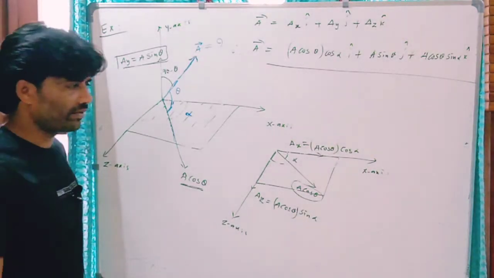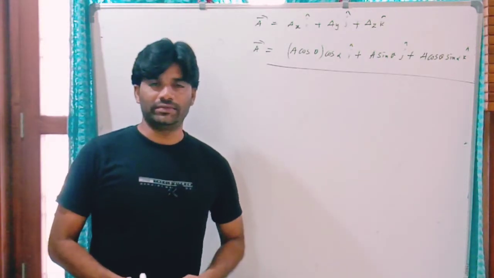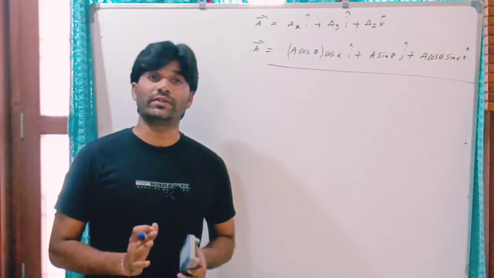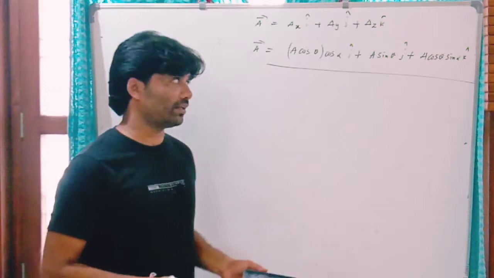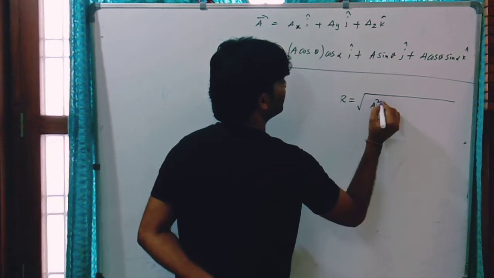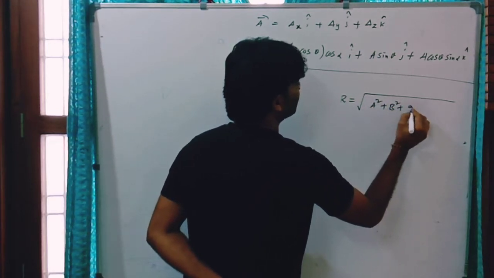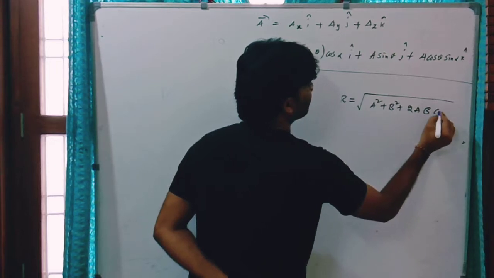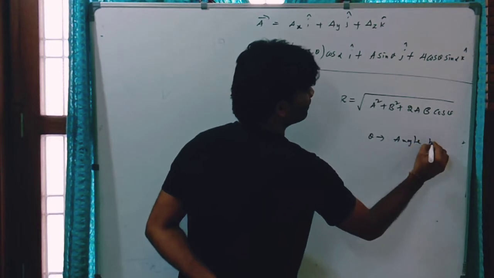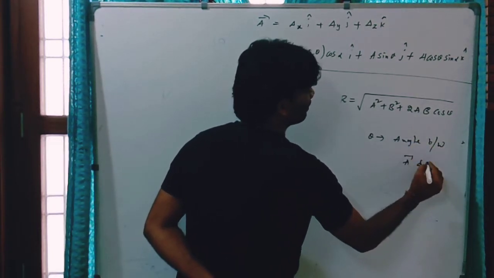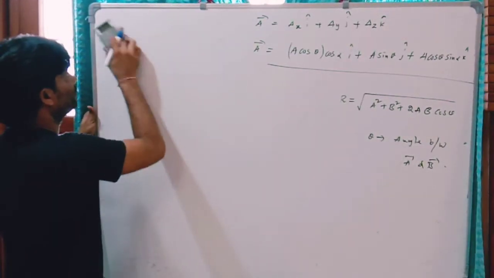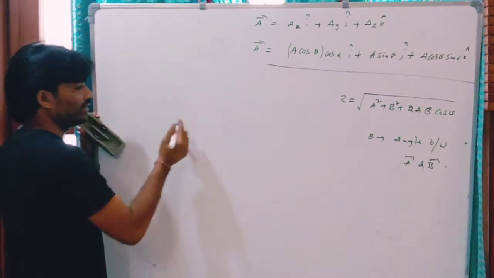Okay, one more. Now I'll derive the equation for the magnitude of the resultant of two vectors by resolution of vectors instead of the parallelogram law of vectors. Already we have derived that the magnitude of the resultant of two vectors a and b is under root of a square plus b square plus 2ab cos theta. Theta is what? Angle between a vector and b vector. That is the magnitude.